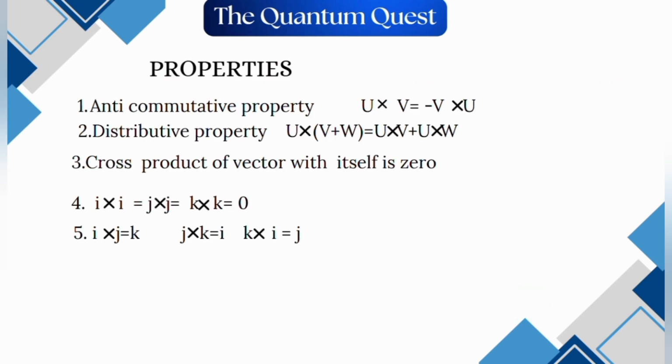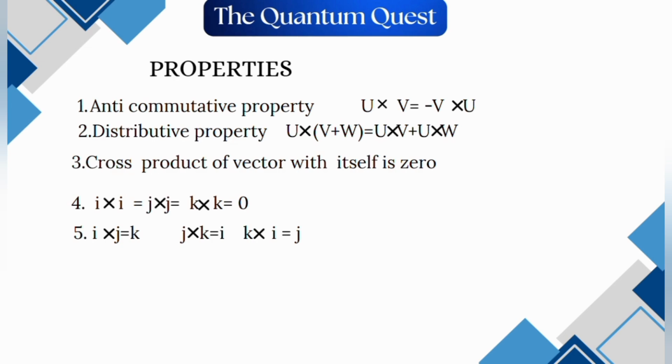The properties of cross product are: first property is anti-commutative property, that is u cross v equals minus v cross u. Second property is distributive property, u cross (v plus w) equals u cross v plus u cross w, where u, v and w are vectors.